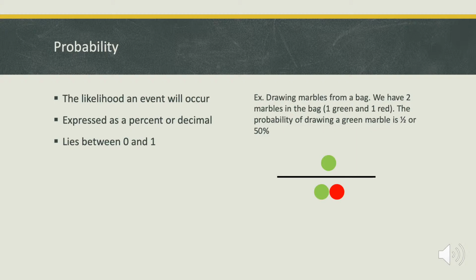Calculating basic probability is simple. We take all the events in our favor over all the possible ways the event can happen, like the example on the right. The probability of getting a green marble will be 50% because we take 1 over 2.